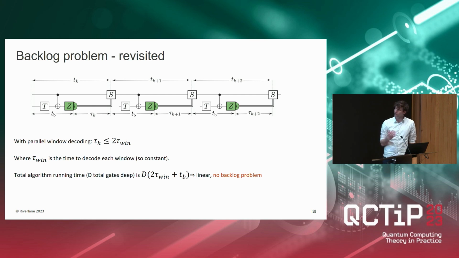So the total algorithm running time is still going to depend on the time it takes us to decode a single window, but it's going to depend linearly, and we're not going to have this exponential slowdown, and there is going to be no backlog problem. As long as we can dedicate enough parallel resources, we can always achieve this. However, we ideally want the clock speed to be as fast as possible, so we still want inner decoders that are as fast as possible, which are then going to allow us to have faster clock rates.